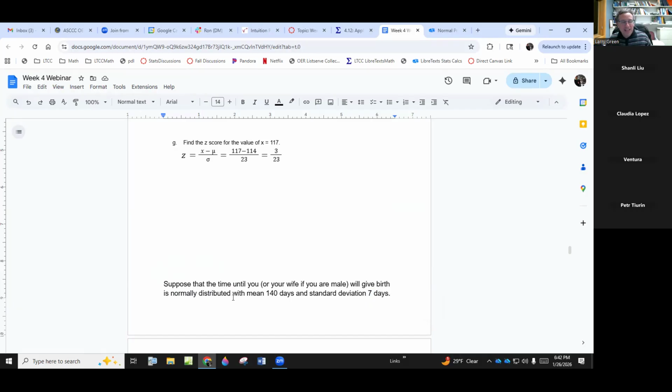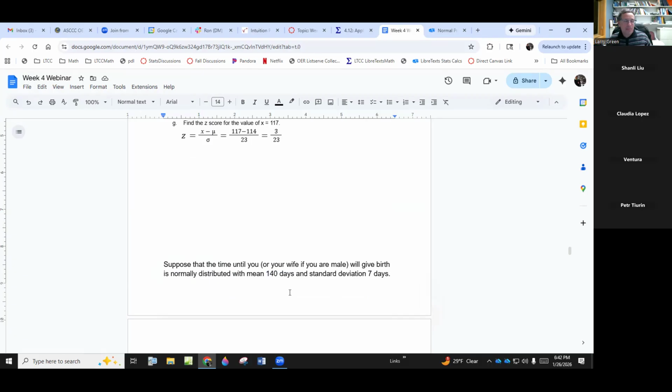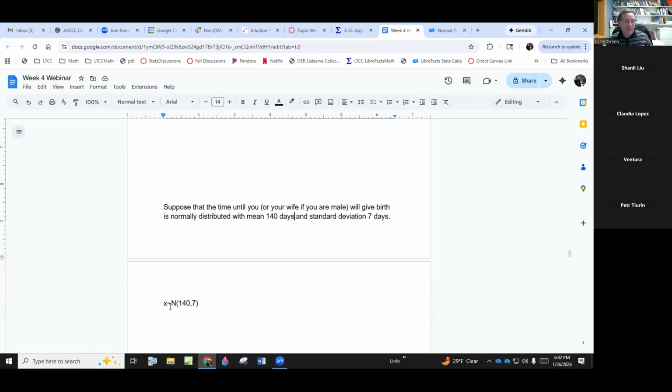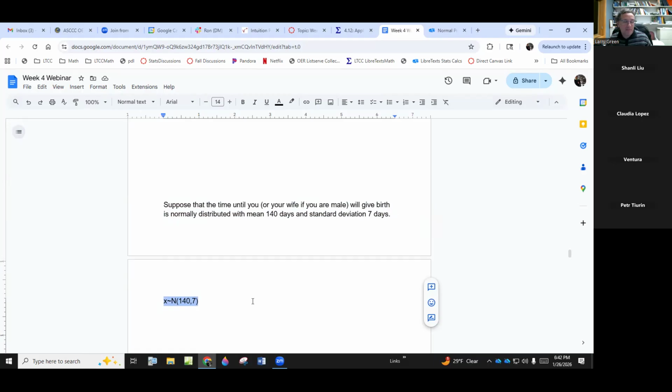So then the standard deviation really is 7 days and the mean is 140. You're expecting in 140 days. Sound good? The way we write this is X tilde N(140, 7). So X has the distribution that is normal with mean 140, standard deviation 7. Writing it in this format allows you to take this whole long sentence and just see it in a little area. That's why I like the format: it makes it quick and easy to see.